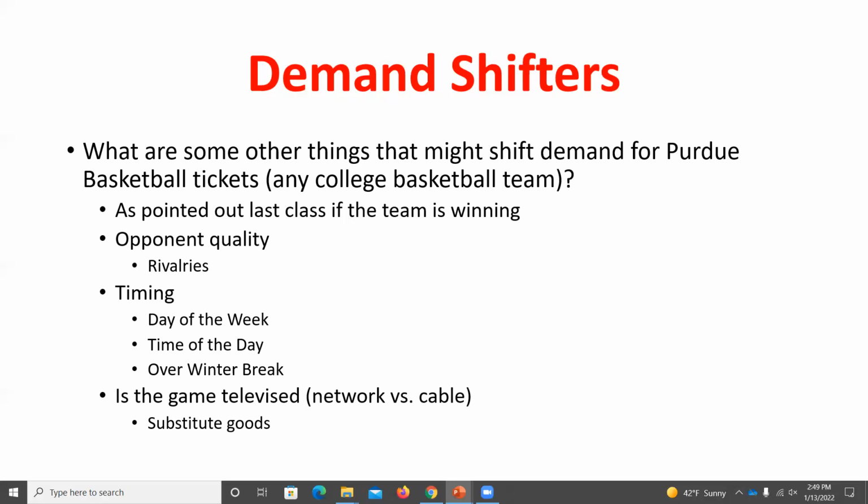I don't know if it happens a lot here. I haven't noticed as much. But what do television networks sometimes do to games if you're close enough to them and they don't sell enough tickets? Yeah, they black them out, right?